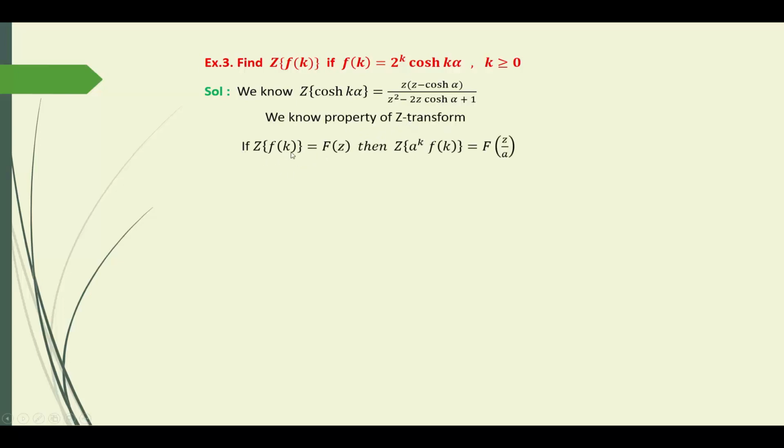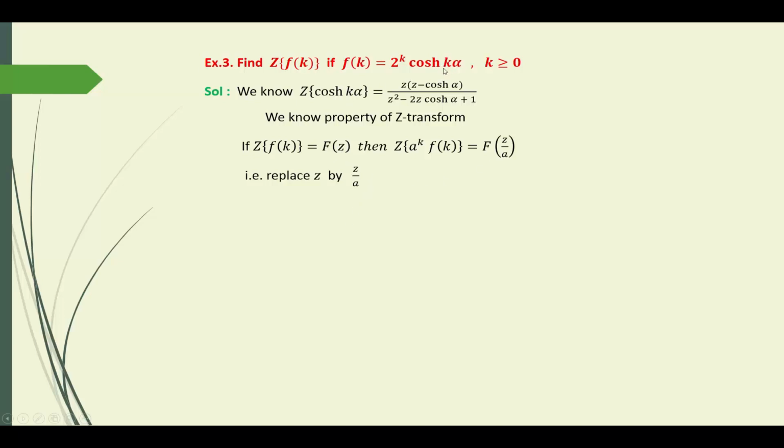If the z transform of f of k is capital F of z, then the z transform of a raised to k into f of k is equal to F of z upon a. Means if we multiply the function by a raised to k, then in the answer we replace z by z upon a.